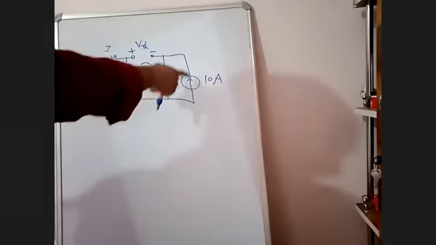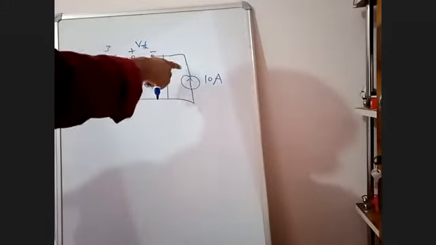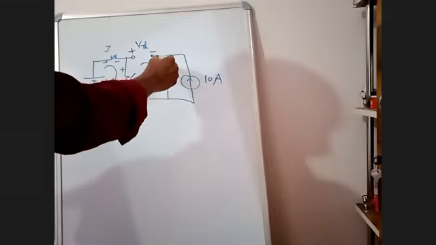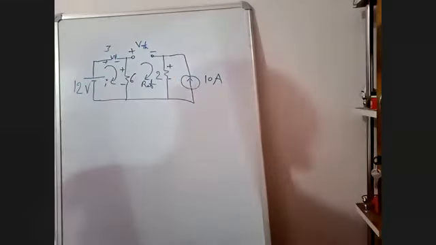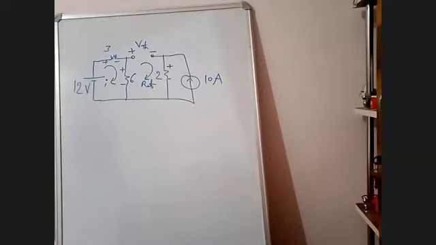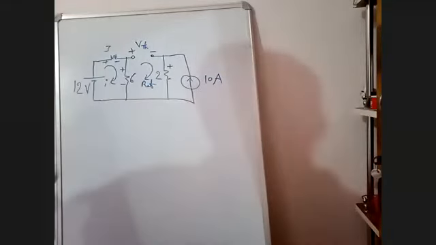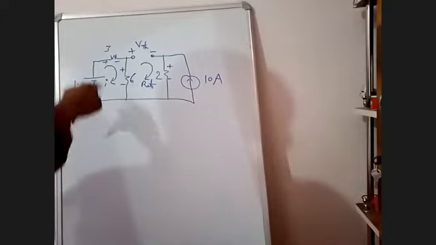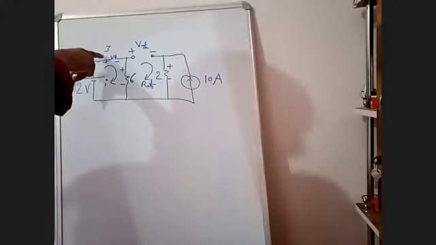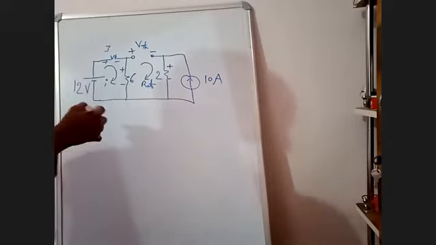See, here one more loop is there. Current is flowing in the upward direction, like this. In this direction, I will take plus and minus for 2 ohms. In series, current will be the same. Whatever current flows in 3 ohms, the same current will flow in 6 ohms also.